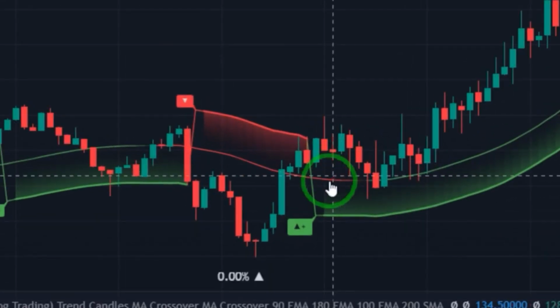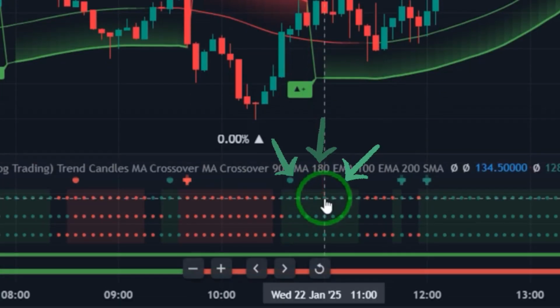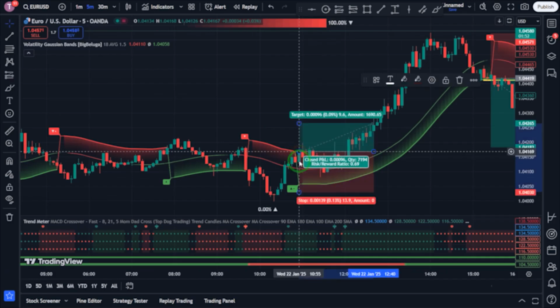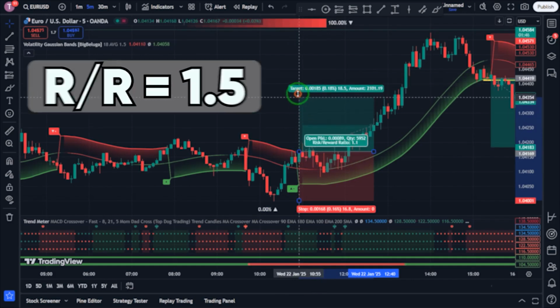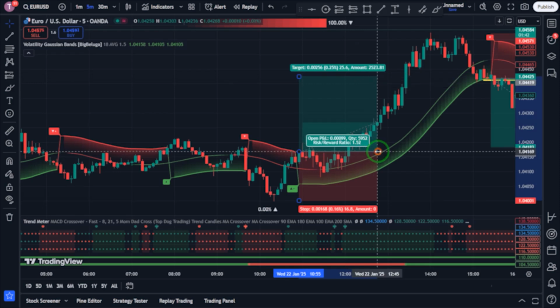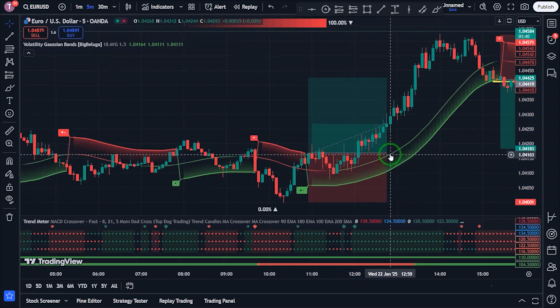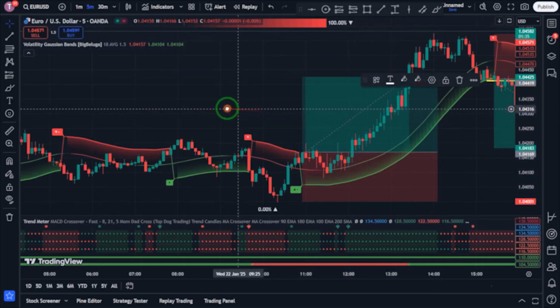First, you should look for a buy signal. After that, you need to get confirmation from the second indicator. Now, set your stop loss a little below the last swing low, and for your take profit, it's enough to consider a risk to reward ratio of 1 to 1.5. Now just wait for the trade to close with a profit. Don't forget to manage your risk and money properly.